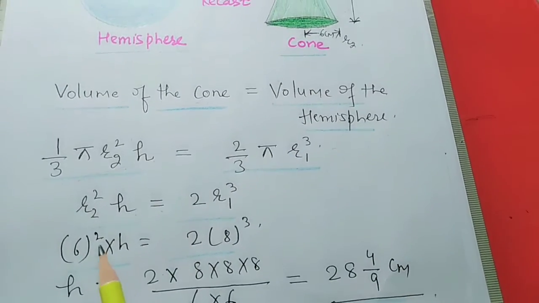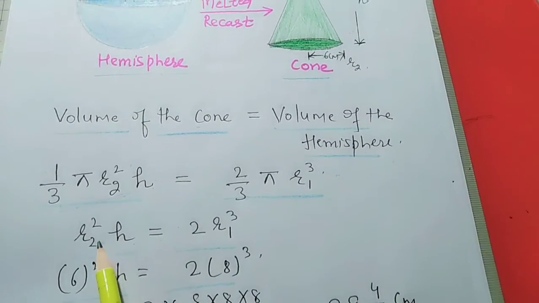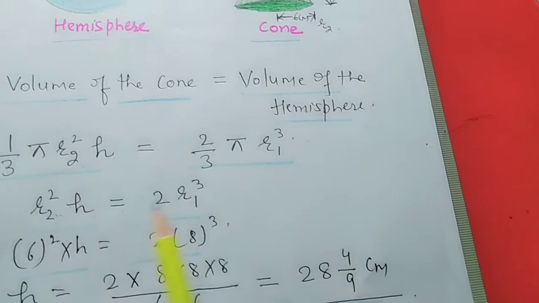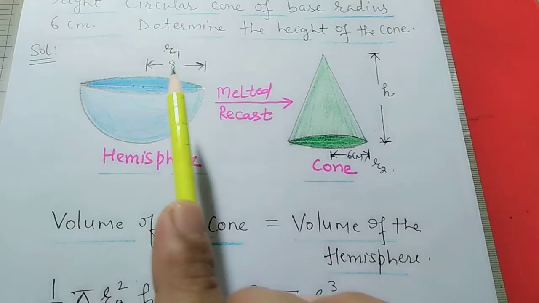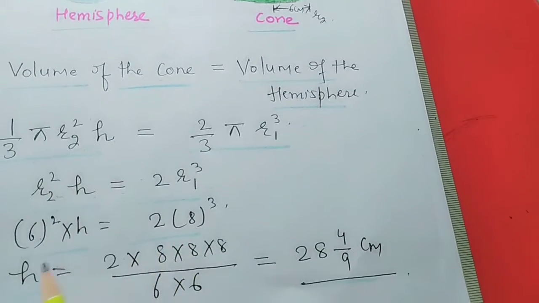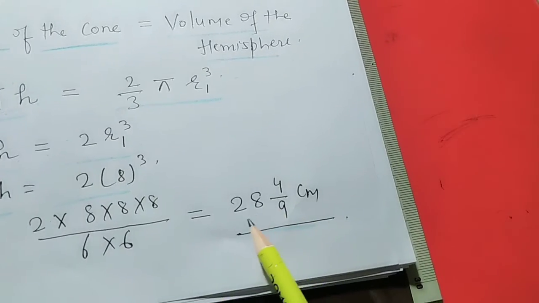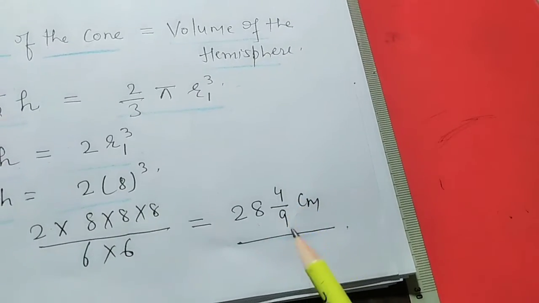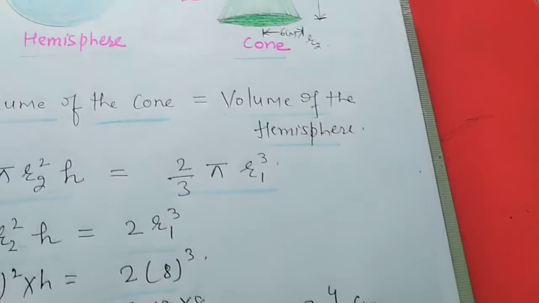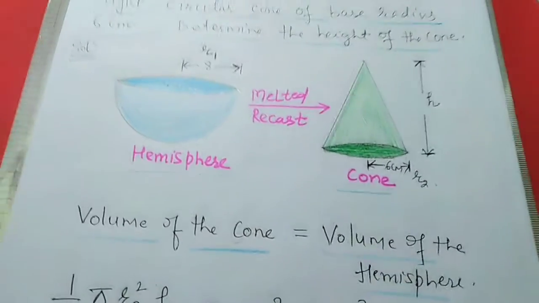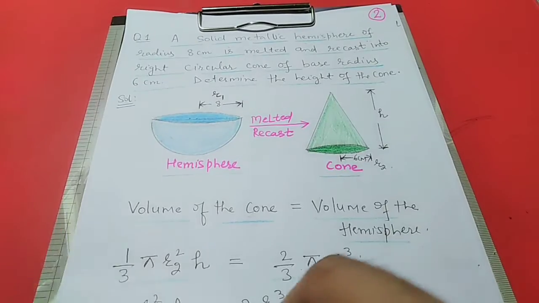Now we are substituting the values. So what is the value of r2? It is given in the cone that r2 is equal to 6, so 6 square. Then r1 is already given for the hemisphere, that is 8. So by substituting all the values, we have got h equal to 28 whole 4 by 9 centimeter. So this way we have calculated the height of the cone. So it was a very easy question.